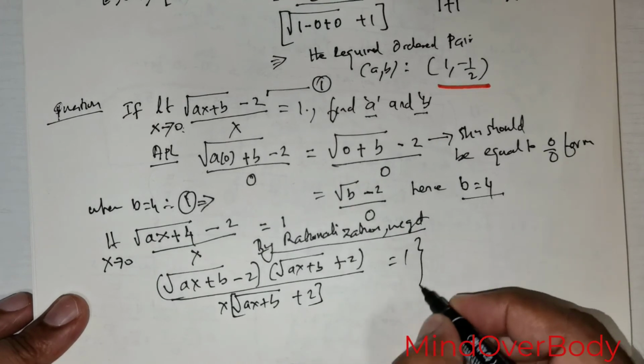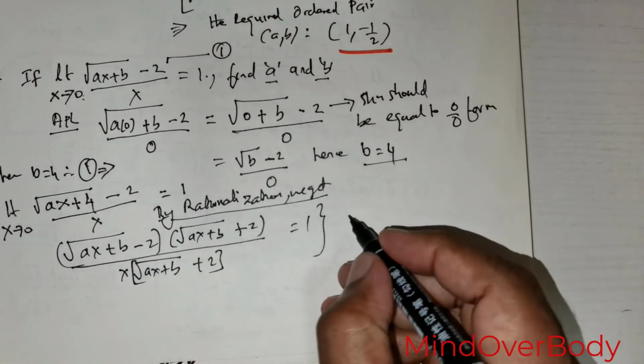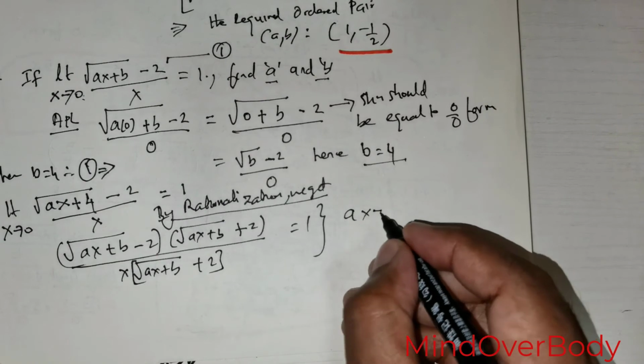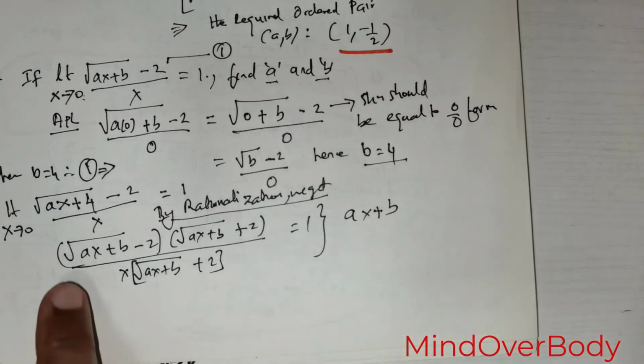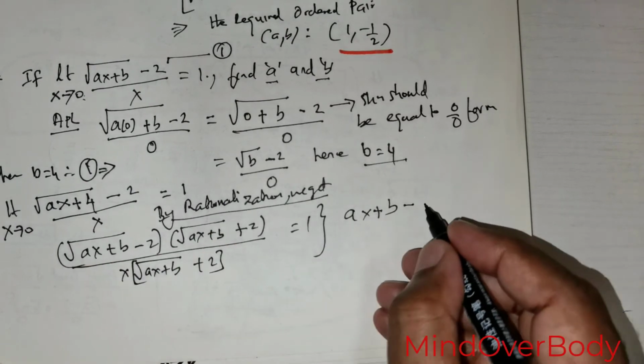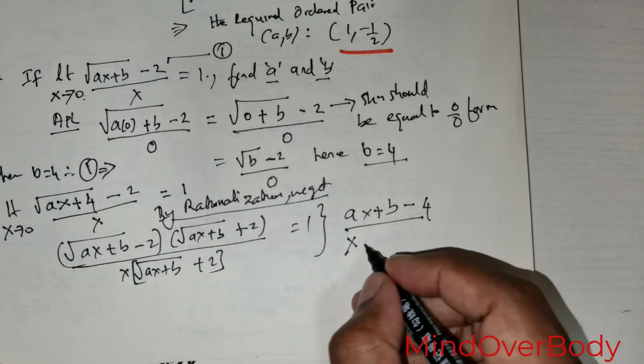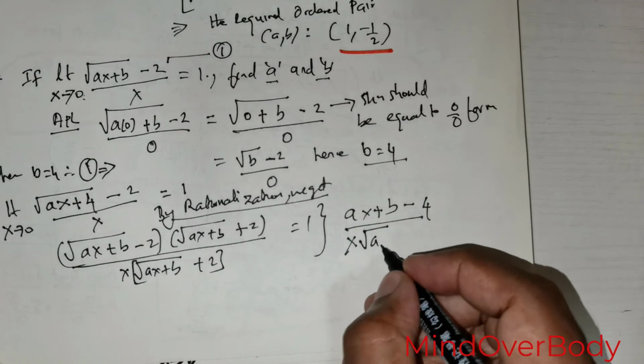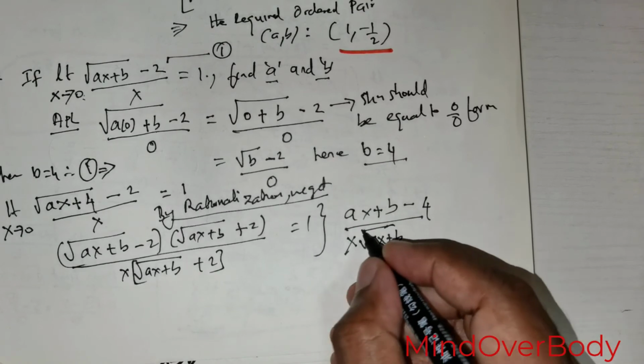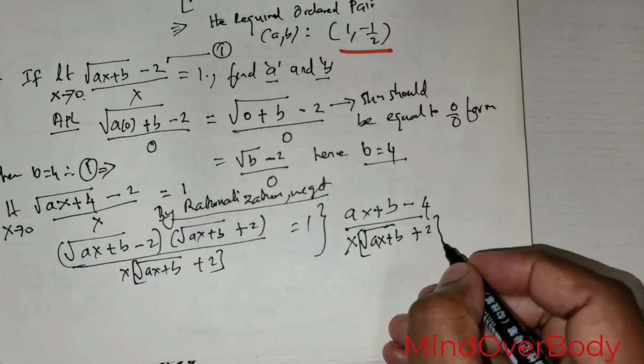So this can be rewritten as ax + b - 4 divided by x times root of ax + b + 2.